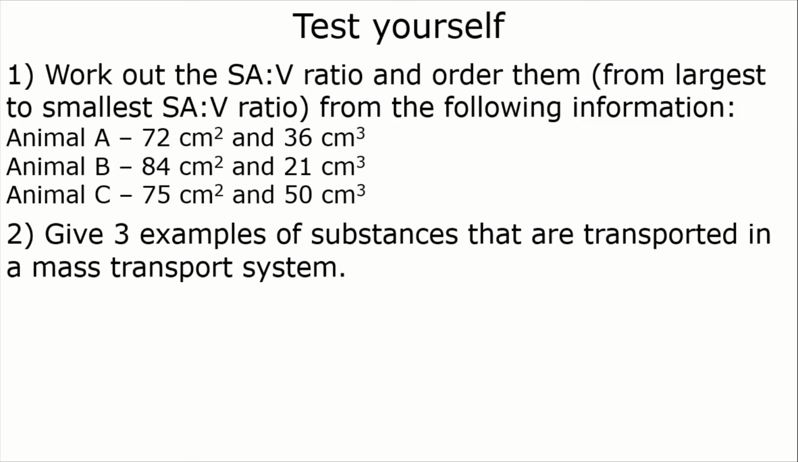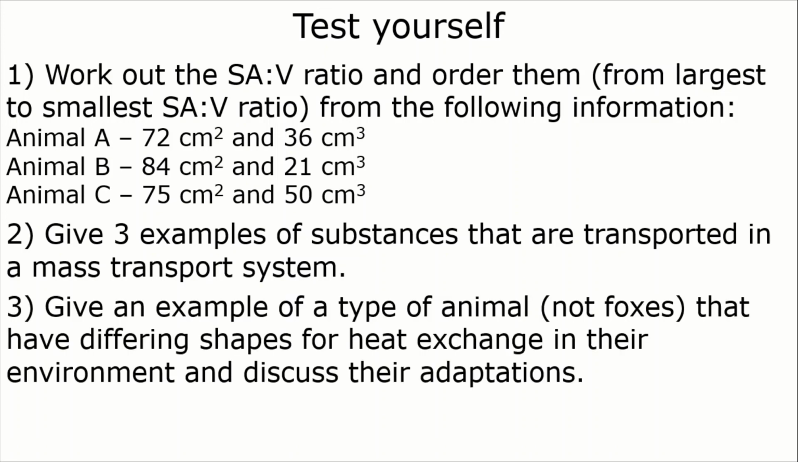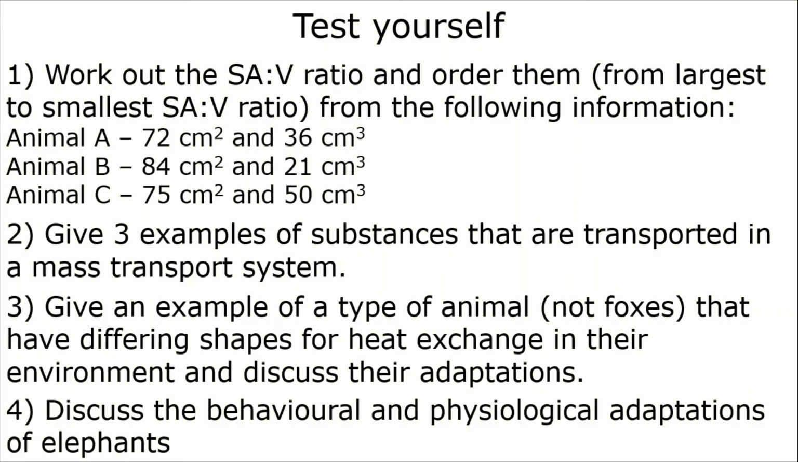Number 2, give 3 examples of substances that are transported in a mass transport system. And number 3, give an example of a type of animal, so not foxes because we've spoken about them quite a lot in this video, that have differing shapes for their heat exchange in their environment, and discuss their adaptations. So you might need to do a bit of research for this question. Obviously we've covered foxes in this video, but see if you can find another example of an animal and how their shape differs across the climates they live across. And the final question, discuss the behavioural and physiological adaptations of elephants.